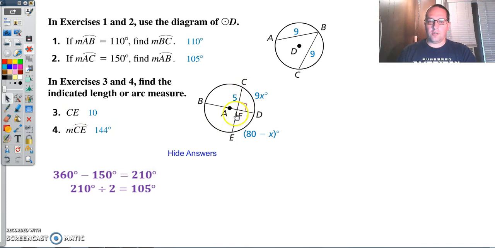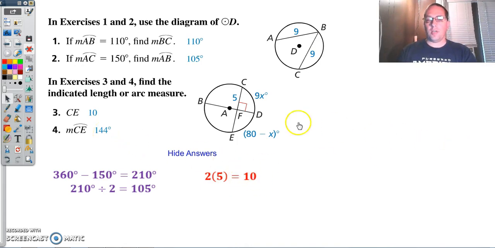All right, CE right here. Since this is a diameter and it's perpendicular, it's also a perpendicular bisector. So CF is 5. Excuse me, FE is also 5. And so we have 5 times 2 is 10.